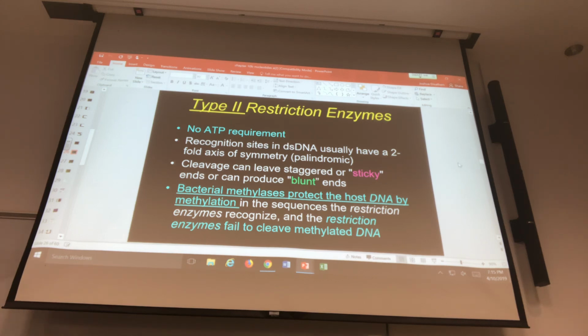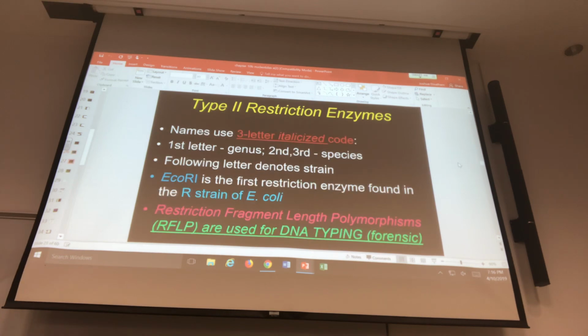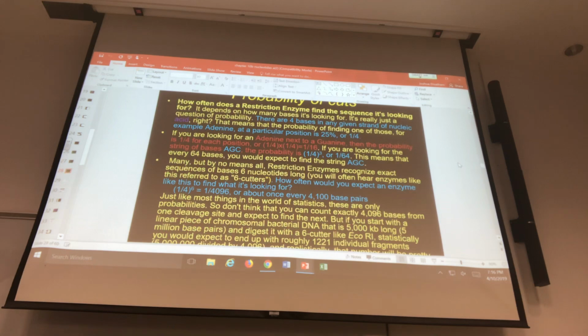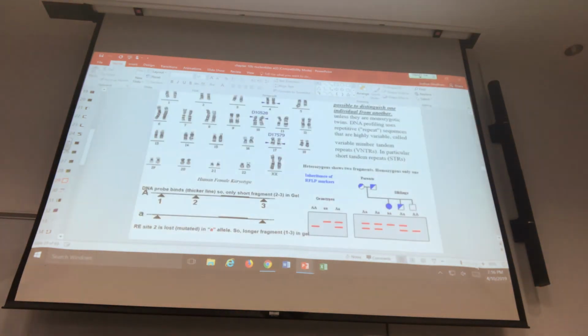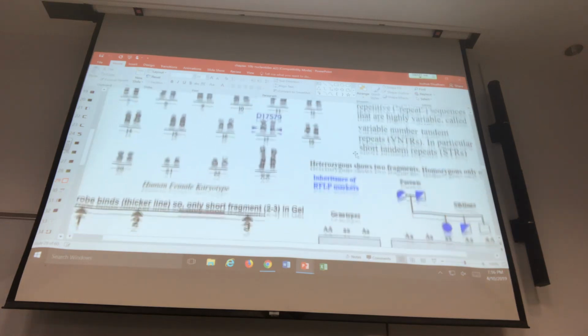Yes? So can it also cut when the sequence is reversed? Yes. So that usually happens if it's on the opposite strand. That happens all the time. In fact, restriction enzymes require both strands of DNA to match the pattern that it's looking for. Then it will cut it. Let's see. This stuff. Yes. This may be asked about.